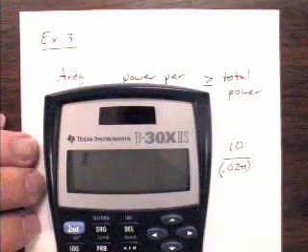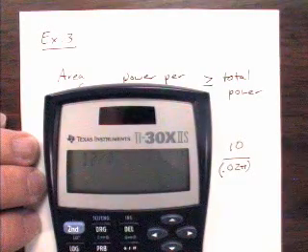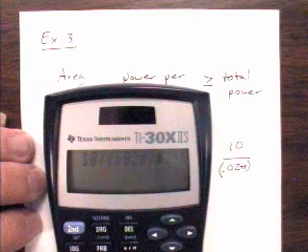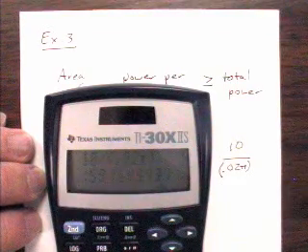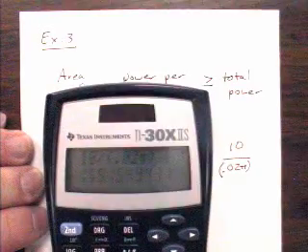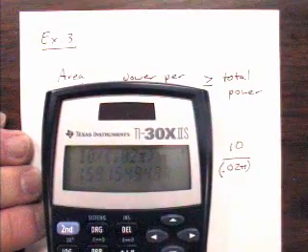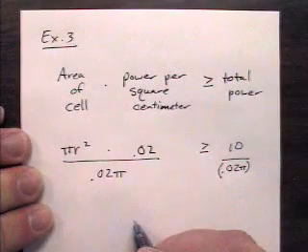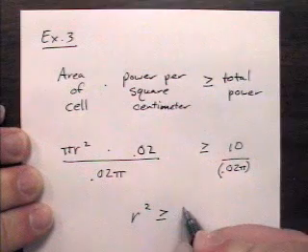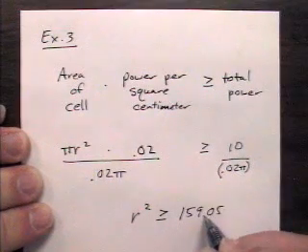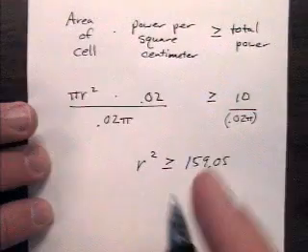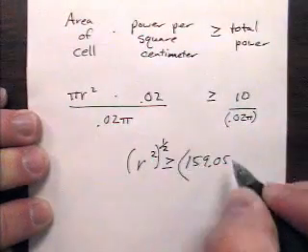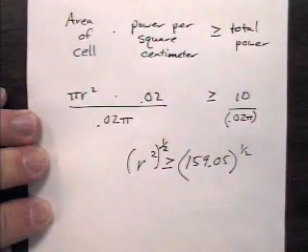Okay, so now we can take the 10 and divide by parentheses 0.02 pi. I showed you to use parentheses, and you can use those here as well. When I hit the equals button, I get 159.15. So it says r squared is greater than 159.15. The last thing we need to do then is take a square root, or we can say raise it to the 1/2 power. Since we're doing fractional exponents, I'll just do that.